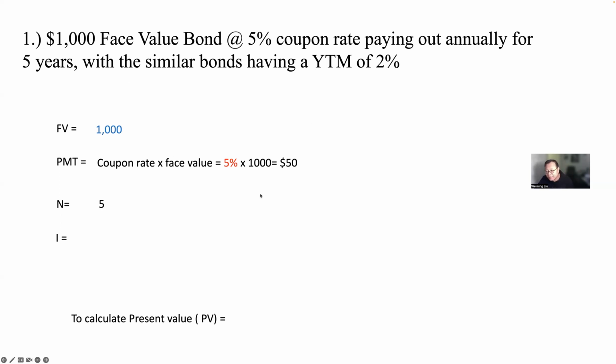So N equals 5. What's I? I is the discount rate, the yield rate, the market rate. So in this case, we use 2%.